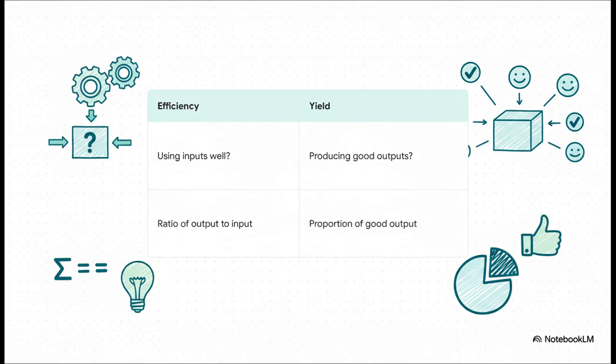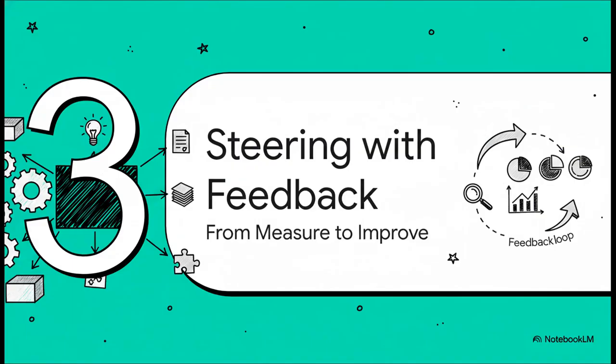But then there's yield. Yield asks a different question. Are we producing a good result? See, you can be super efficient at decorating cakes with the wrong names spelled on them. Yield tells you what percentage of your cakes are actually perfect and get a thumbs up from the customer. Big difference.